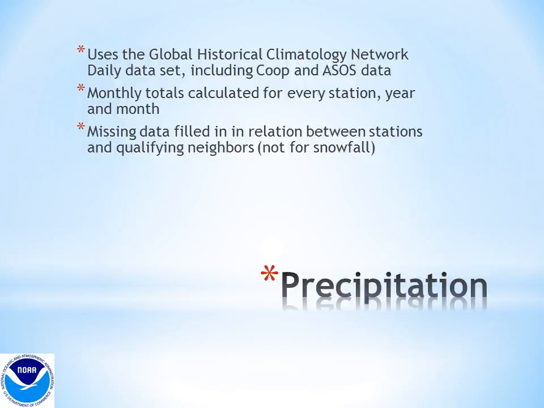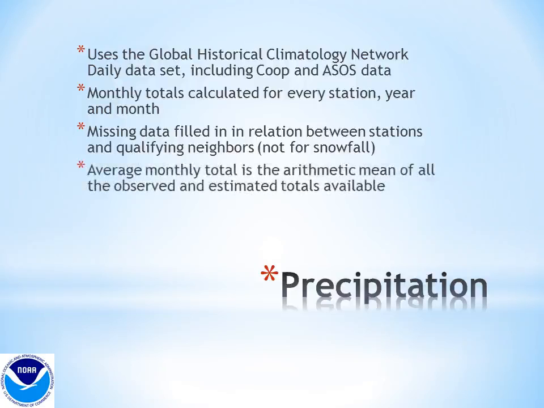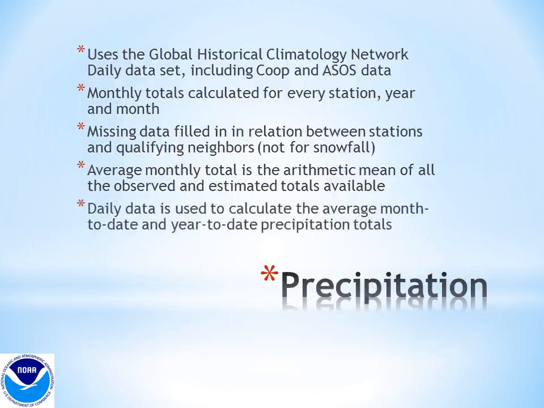For each calendar month, the average monthly total then is the arithmetic mean of all the observed and, for precipitation, estimated totals available during the 30-year period. Also provided are average totals for the year, as well as for each of the seasons. These seasonal and annual averages are obtained by summing the appropriate average monthly totals. For the month-to-date and year-to-date totals, daily data is used to calculate the normals, and they are checked against the corresponding average monthly totals to ensure consistency.